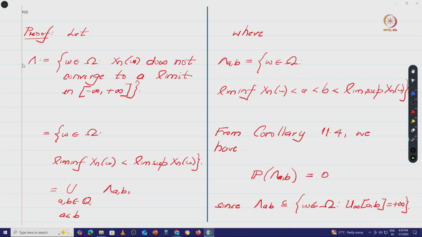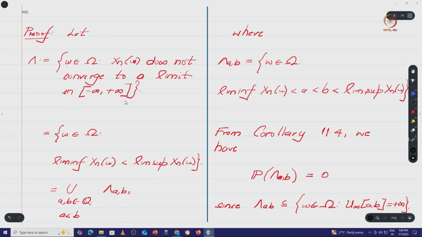Towards showing that the limit exists, we will first define a capital Lambda set, an event which consists of all those small omega for which your sequence Xn does not have a limit. When I say does not have a limit, it does not have a limit in this extended interval minus infinity to plus infinity, which means that we are also not claiming that your Xn's could actually go to plus infinity. So that convergence is also presumed not to hold.